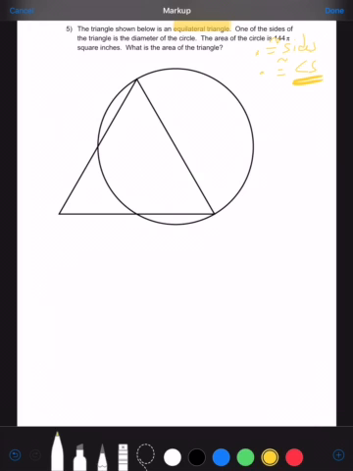Now, one of the sides of the triangle is the diameter of the circle. Look, this is the diameter of the circle. Meaning that if it is the diameter of the circle, this point here is the center of the circle. The area of the circle is 144. I'm going to write this information. The area of the circle is 144 pi, square inches.